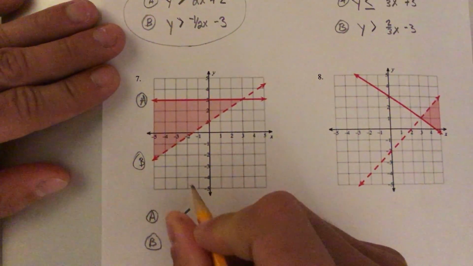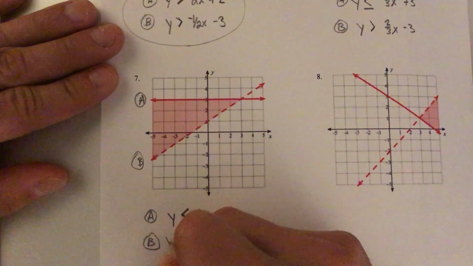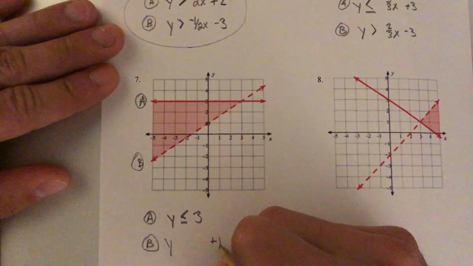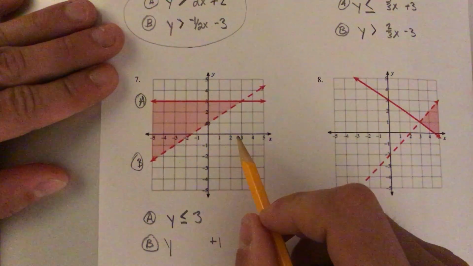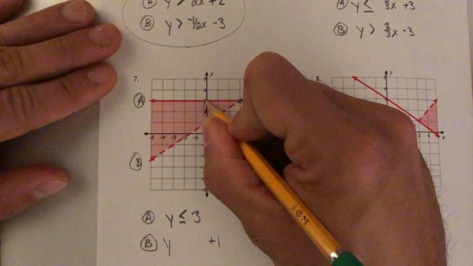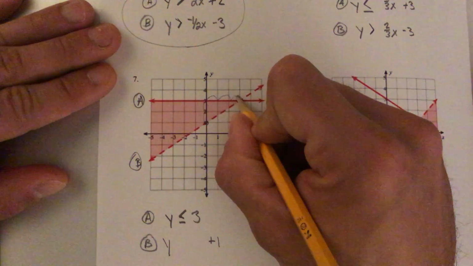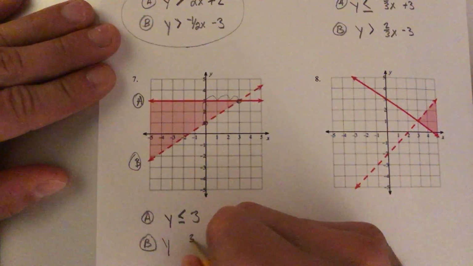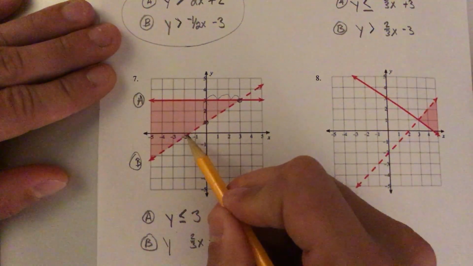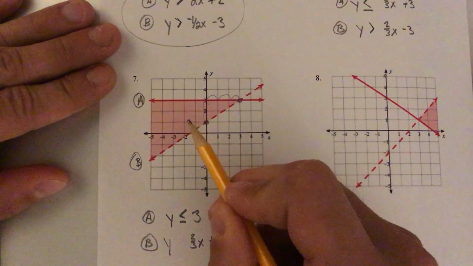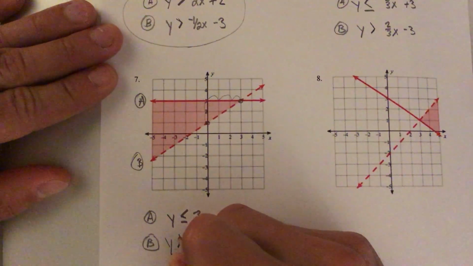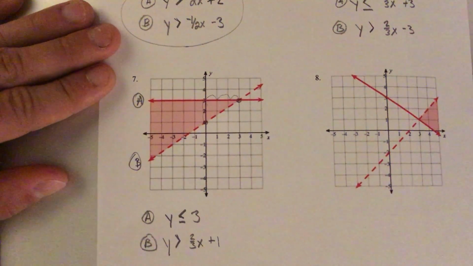All right, so far so good. Letter B, where do we cross the y-axis? Well, that's at positive 1, okay. What's our slope? Let's look for some clean points. There's another clean point. That's up 2, right 3, okay. So that's a slope of 2/3. And notice, dotted line, so we will not have the or equal to, but we're shading above. So it is strictly greater than. Okay, awesome.